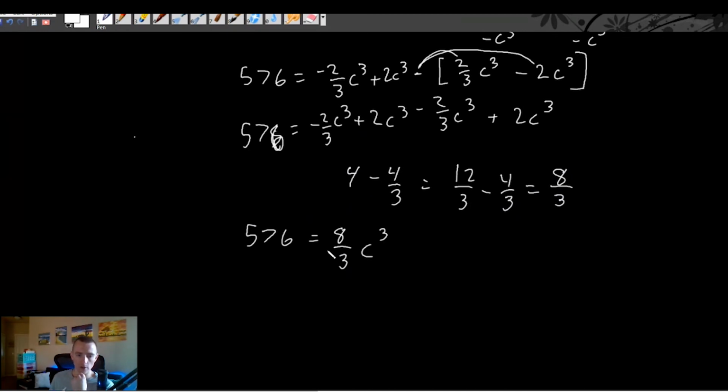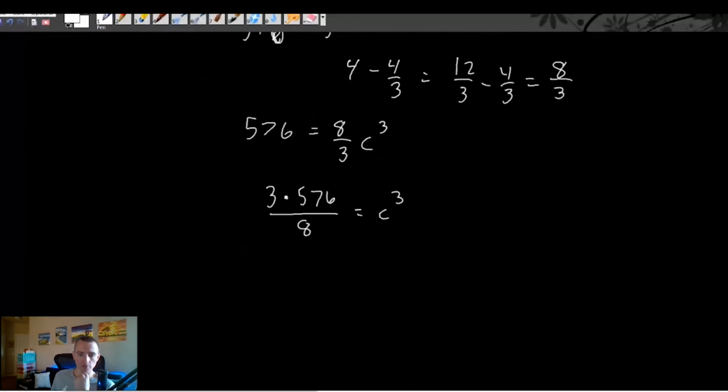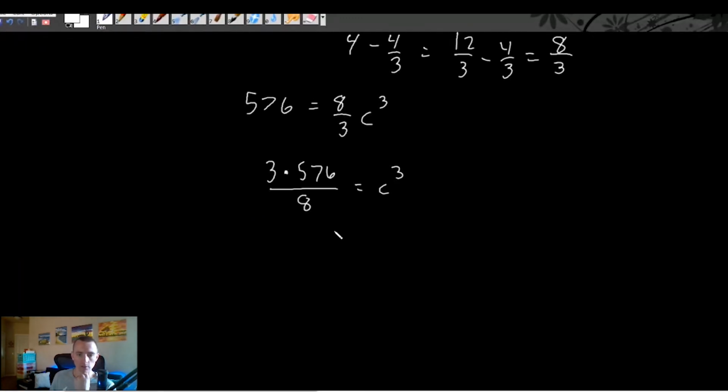And then we could multiply both sides by 3/8. So we would get 3 times 576 over 8 equals c cubed. And then to solve for c, we would just have to take the cube root of both sides. So that gives us c equals the cube root of 3 times 576 all over 8.